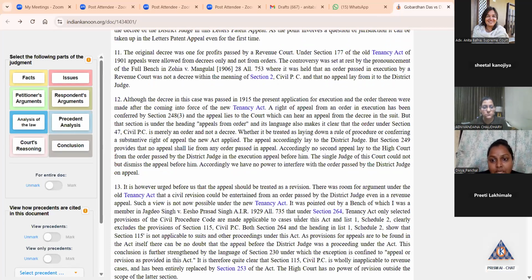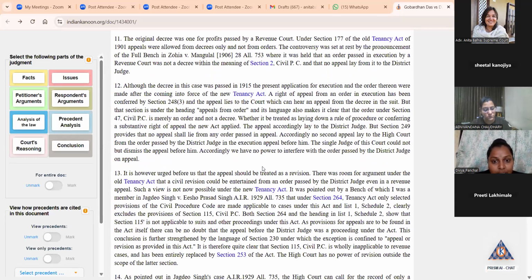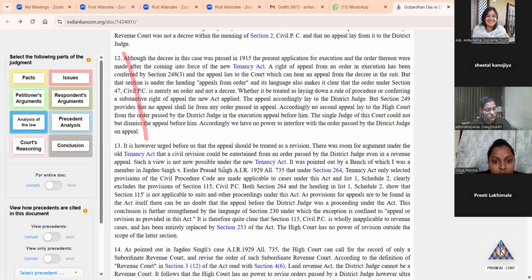Accordingly, no second appeal lay to the High Court from the order passed by the district judge in the execution appeal before him. The single judge of this court could not but dismiss the appeal before him. Accordingly, we have no power to interfere with the order passed by the district judge on appeal. It is, however, urged before us that the appeal should be treated as a revision.